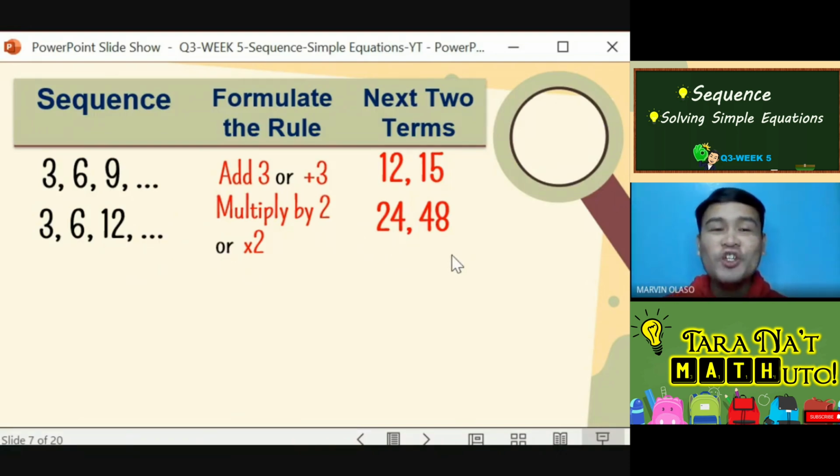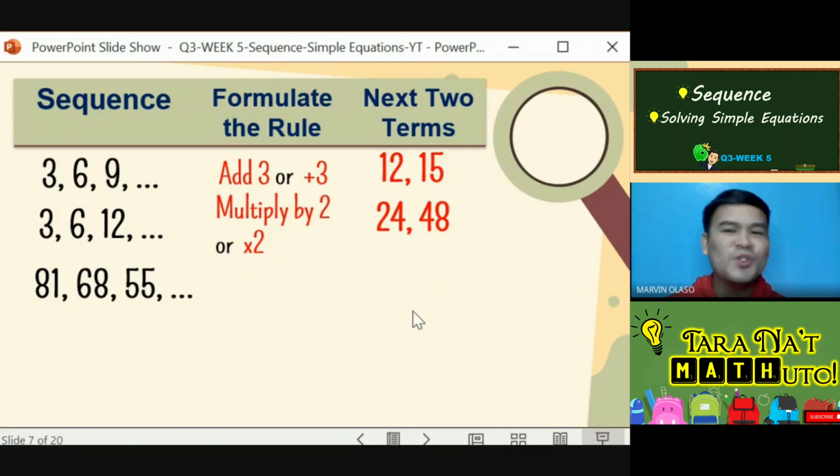Ayan. Nagigets nyo? Trial and error lang. Try. Mag-isip ka lang ng rule. Then, let's have 81. Ano ang napapansin? 68. 55. Decreasing siya, and so on. So, what do you think is the rule? And what are the next two terms?